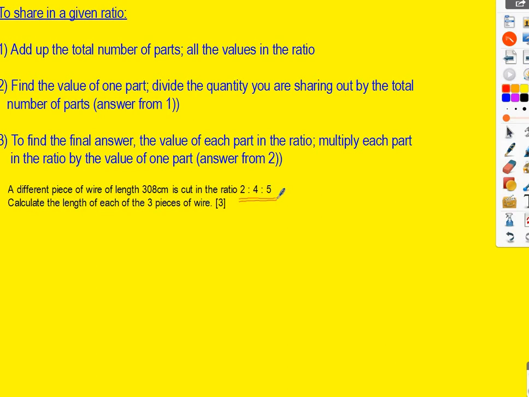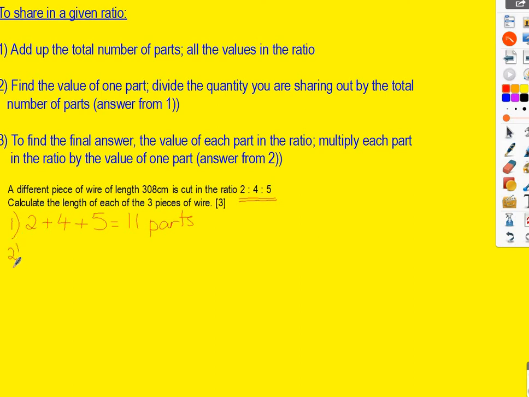So let's have a little look at the steps above. Number 1, add up the total number of parts. That's all the numbers in the ratio. So we're going to do that to begin. The values in my ratio for this question are 2, 4 and 5. Adding those together gives me 11 parts. So in this question I want to divide into 11 parts.